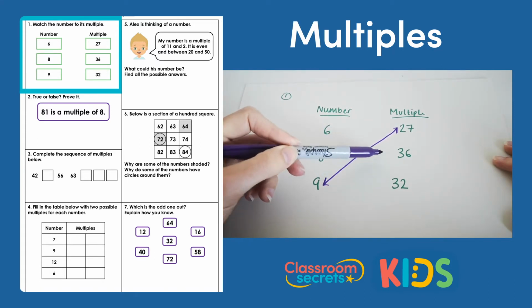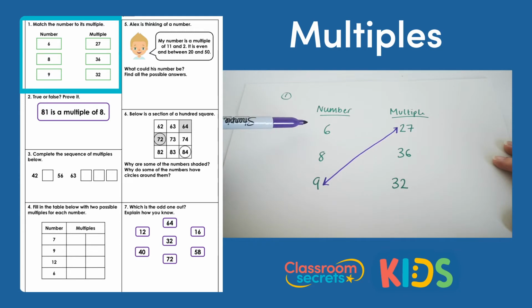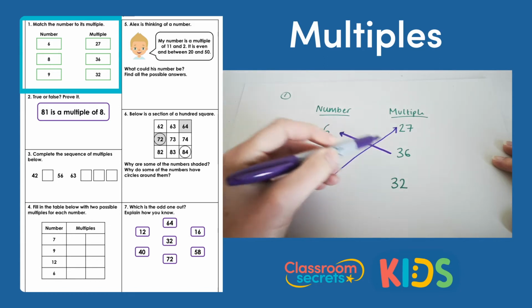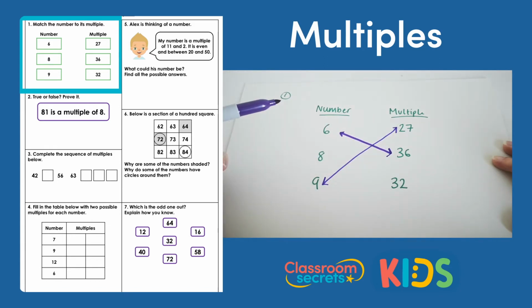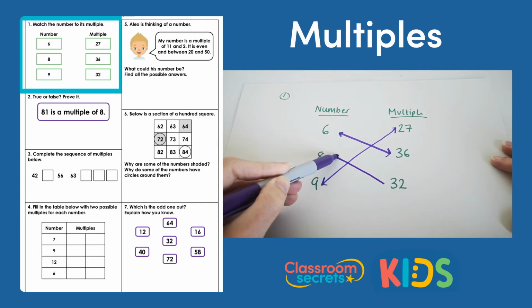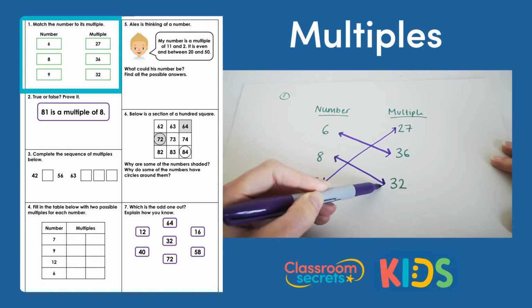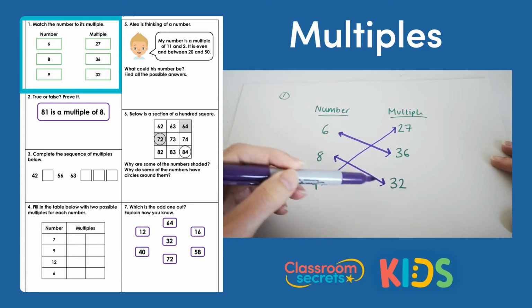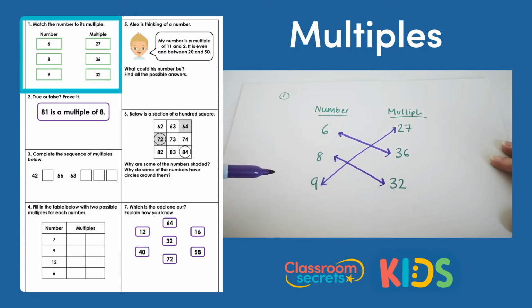The next one then, 36, does it go to the 6 times table or the 8 times table? Well, 36 is a multiple of 6. And finally, 32 is a multiple of 8. So we should have 6 and 36, 8 and 32, and 9 and 27 matched together.